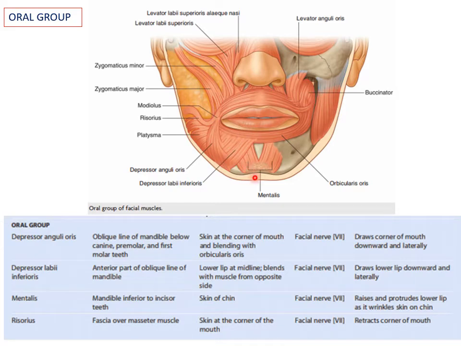Then comes the mentalis muscle. This is the mentalis muscle. It arises from the mandible inferior to the incisor teeth.